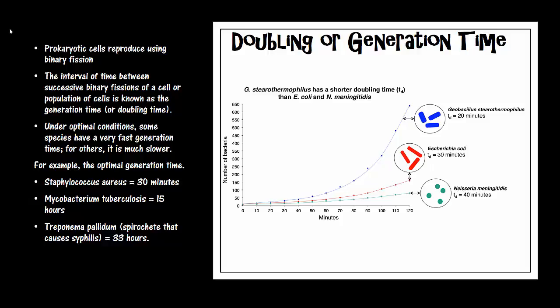And Treponema pallidum, the spirochete which causes syphilis, has a generation doubling time of 33 hours.